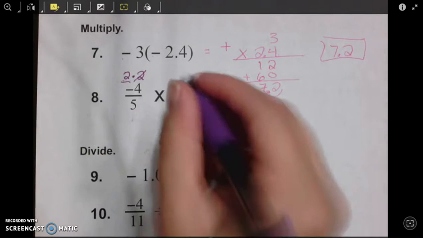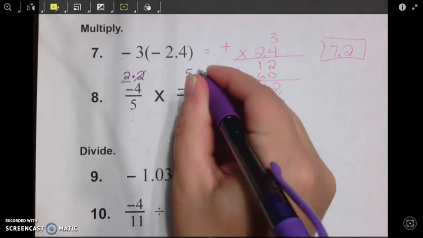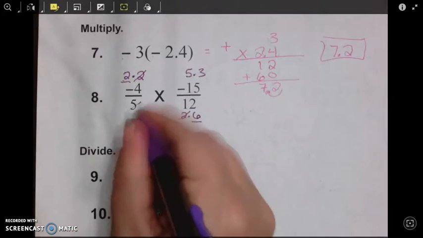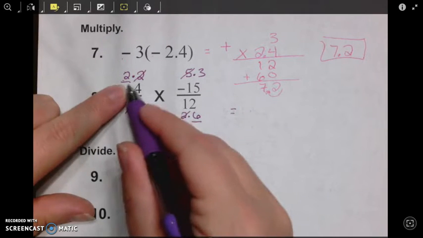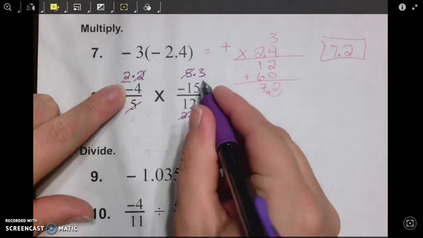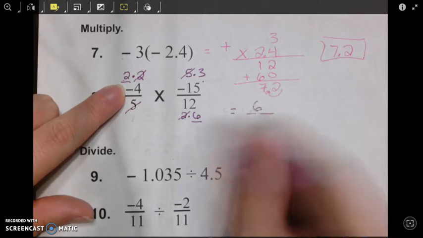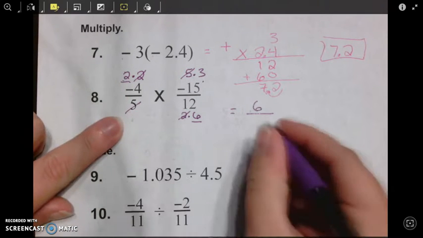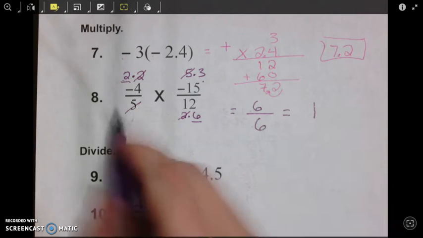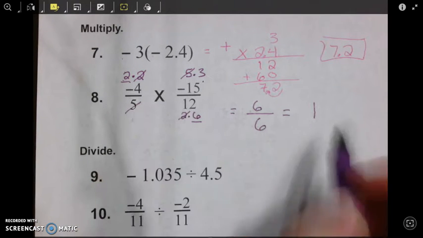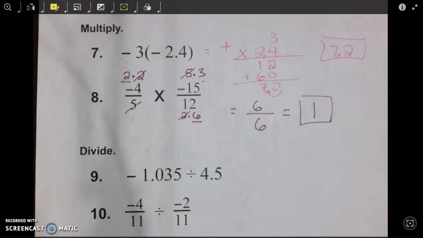And this 5 can cross out with a 5 in here. 5 times 3 is 15. So these 5s cancel. So that leaves me with 2 times 3 on the top. So I get 6. And on the bottom I have nothing here and just a 6. That's a 6. And 6 divided by 6 is 1. A negative times a negative is a positive. So it's positive 1.